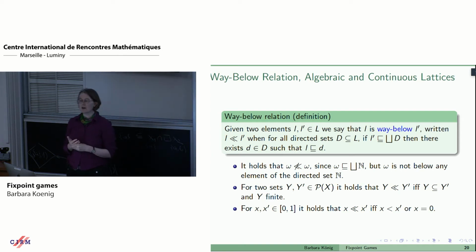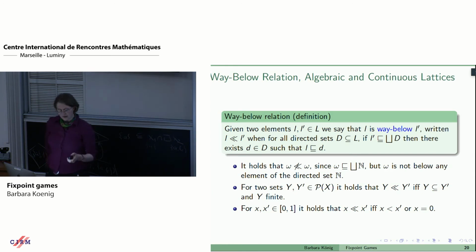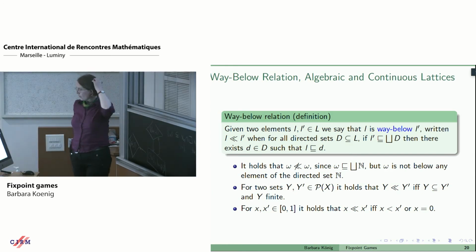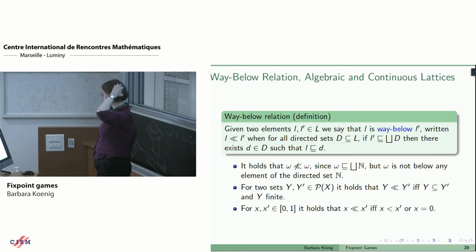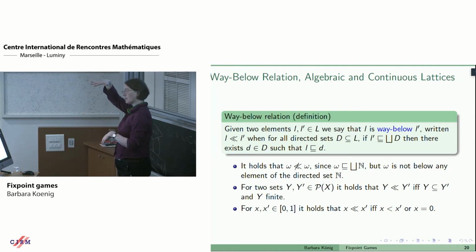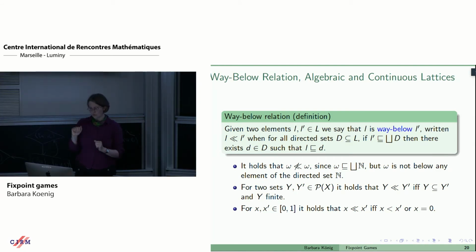Assume you have two elements, L and L prime of your lattice. You say that L is way below L prime when the following holds: when you have a directed set D, and the sup of this directed set D covers L prime, so the potentially larger element of the two, then you are guaranteed that there is an element in this directed set such that L is below this element. This is the so-called way below relation. For instance, in the example we just had, omega is not way below omega, since omega is below the sup of all natural numbers, but omega is not below any element of this directed set.